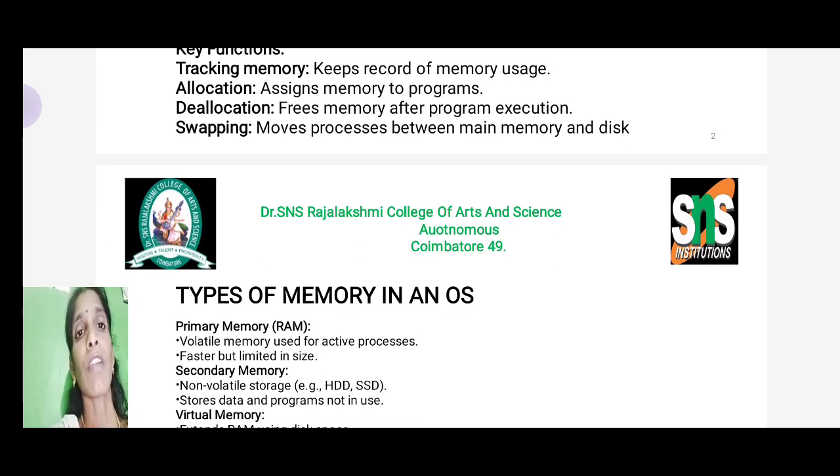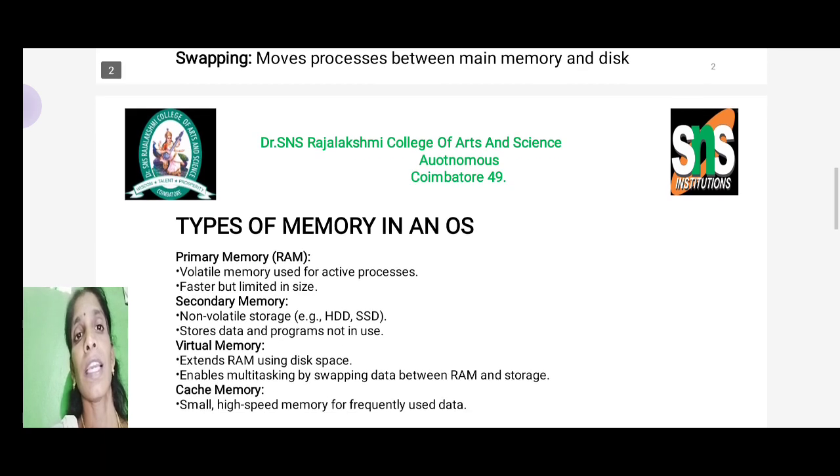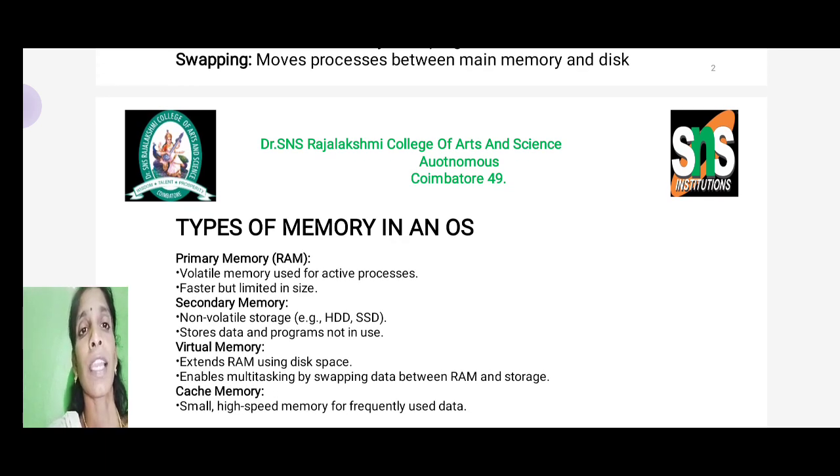Types of memory in an operating system. There exist two kinds. The first one is primary memory and the second is secondary memory. Primary memory is volatile memory used for active processes, faster but limited in size. That is RAM. And secondary memory is about ROM. It is a non-volatile storage. It stores data and programs which are not in use.